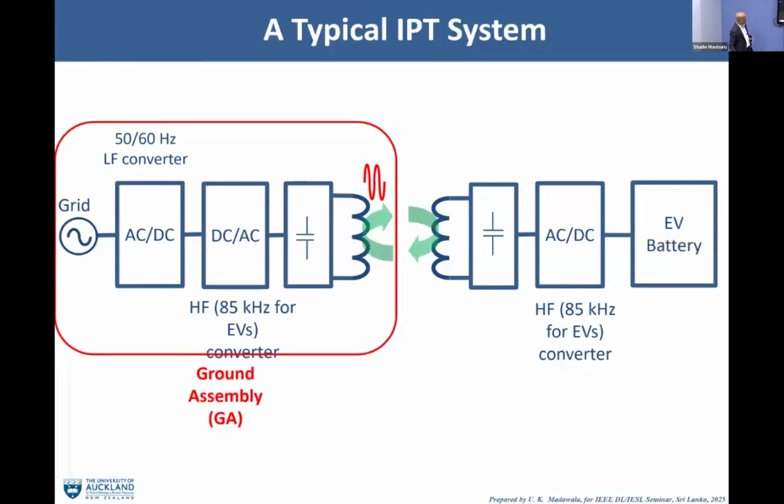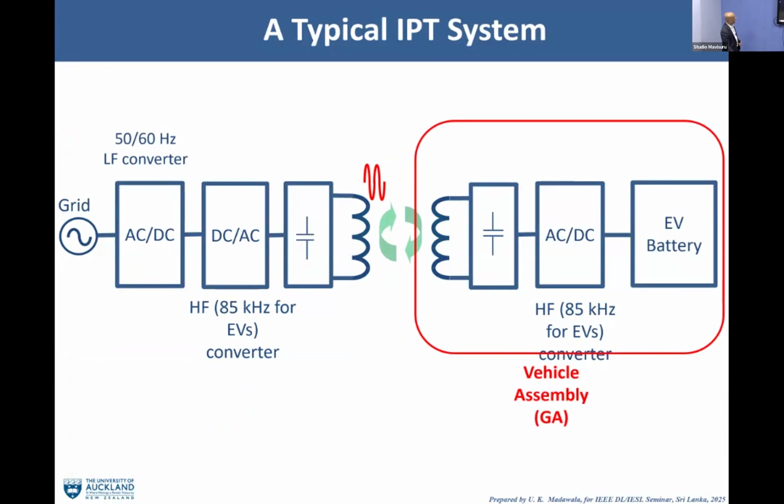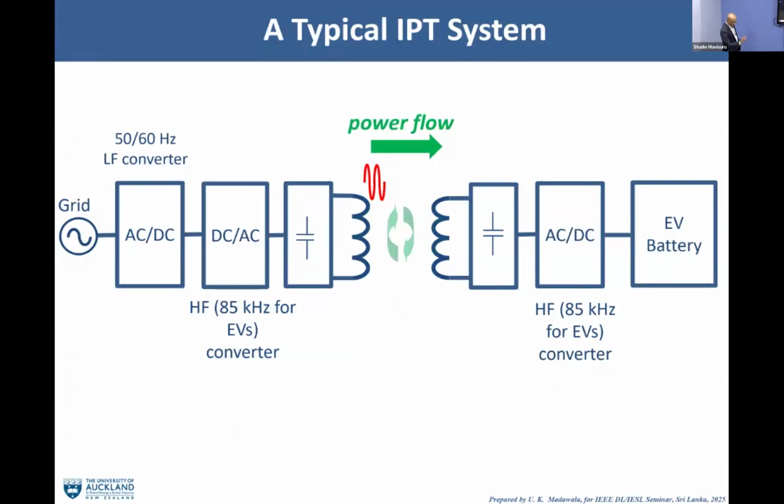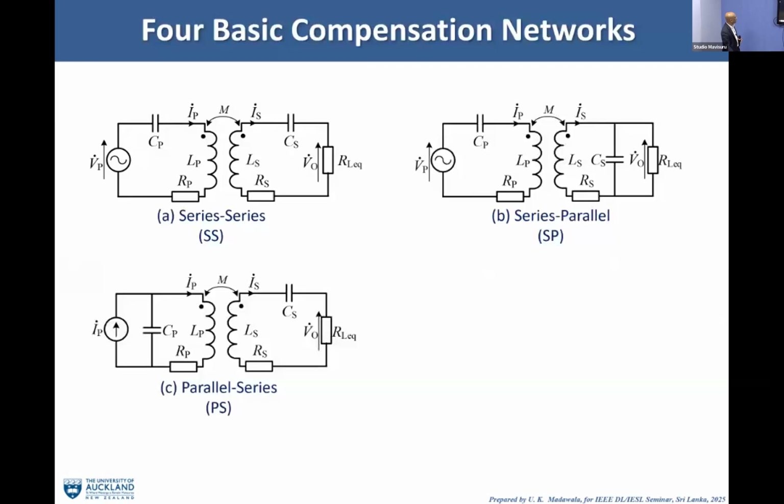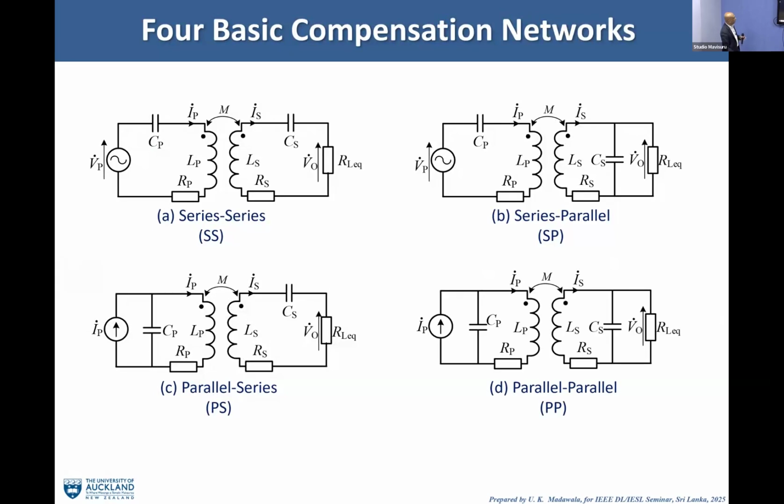The power flow can be in one direction, or it can be in both directions. This is the ground assembly, GA, and this is called the vehicle assembly. We can control the converters to regulate the power flow direction. There are four basic types of compensation networks with different characteristics. You can connect the capacitors in series or parallel to minimize the VAR requirements, operating at unity power factor.